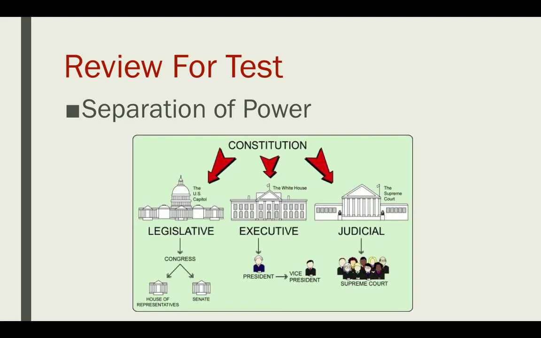Separation of power. We separate the powers of the government between the three branches, which is the legislative or Congress, whichever you'd like to call it, the executive, or the judicial. So we have three branches of government, each with their own unique powers, each with the ability to check and balance the other two branches.